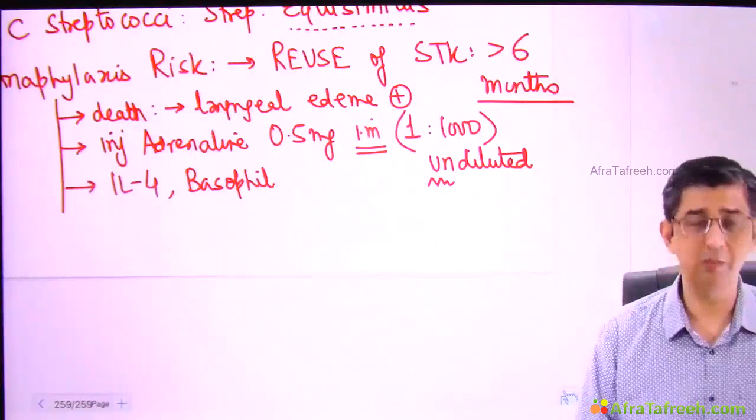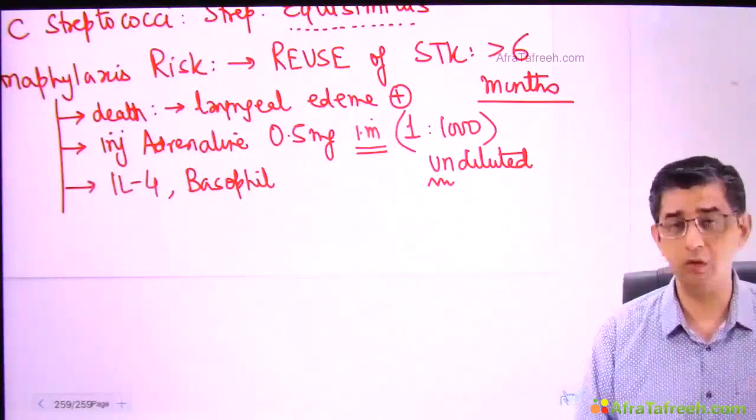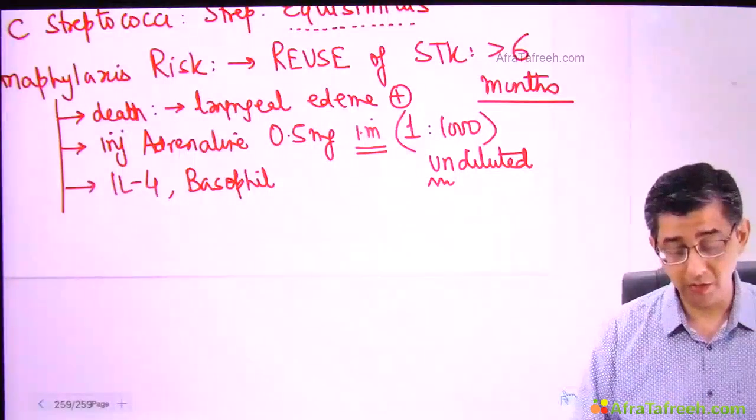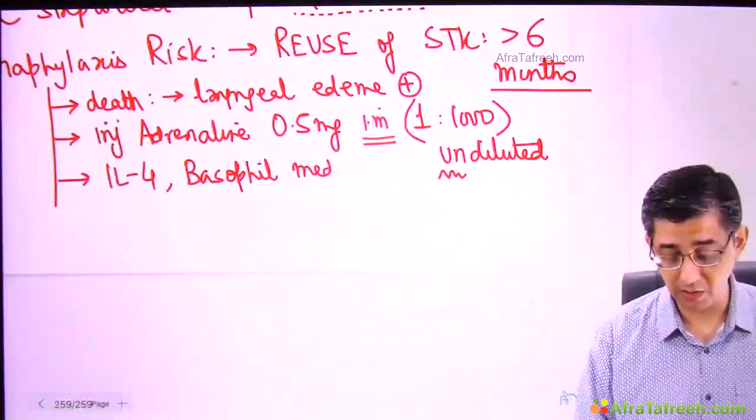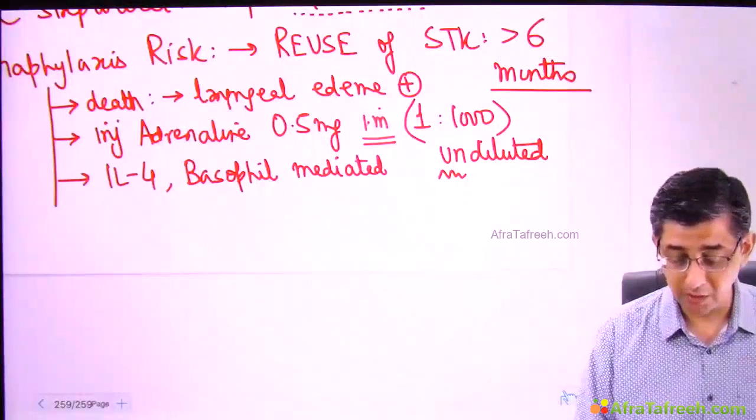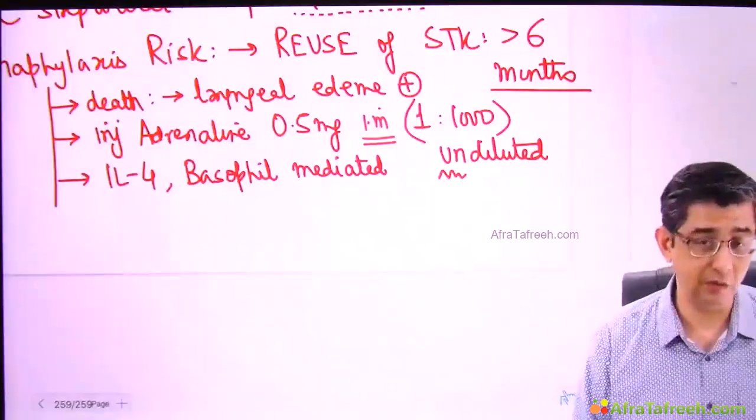Options were eosinophil, basophil, lymphocytes, neutrophil. Lymphocyte, neutrophil you can rule out, but between eosinophil and basophil, I found a lot of guys casually answering eosinophil mediated. No guys, it is basophil mediated. You can refer to the pathology book for this.